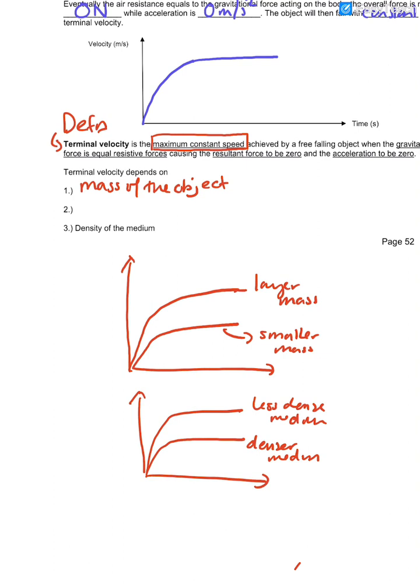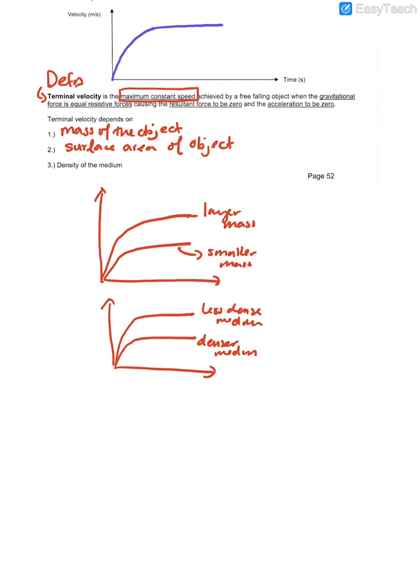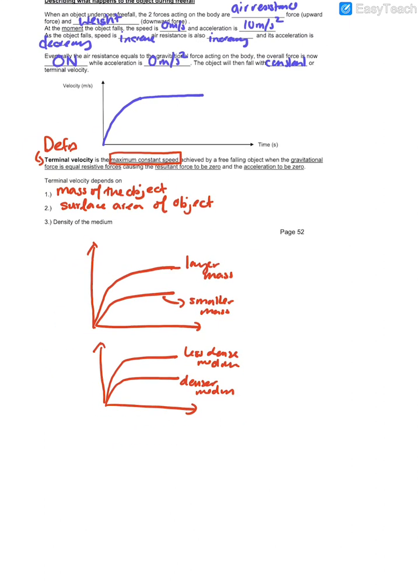Okay, one more factor. What do you think it is? Surface area? Yeah, very good. Very smart, even though you're half asleep. Why do you say surface area? What does surface area affect? Air resistance. Yes. So okay, let's draw yet another graph.